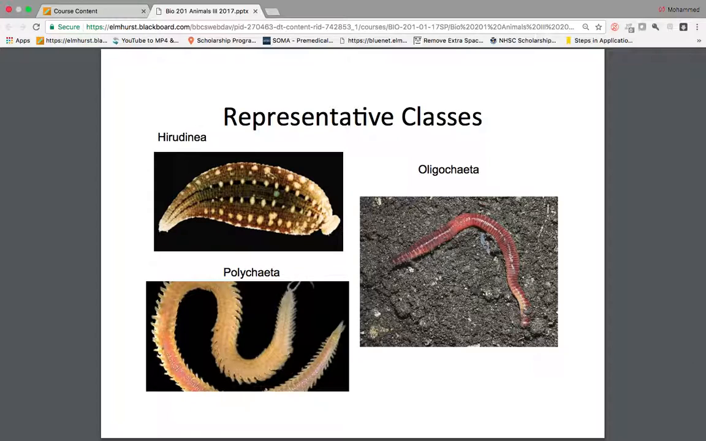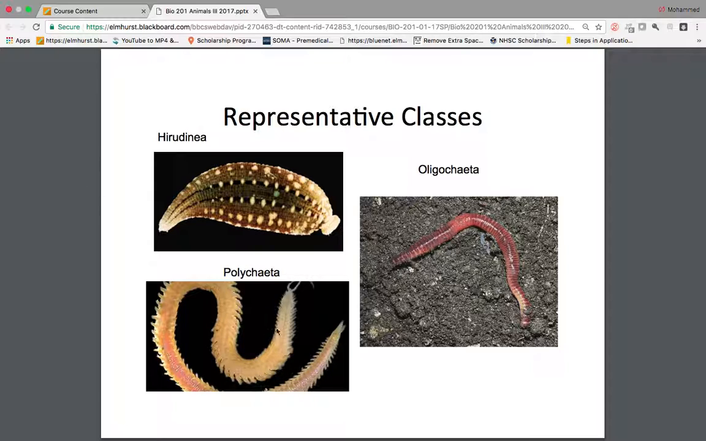We have three major groups, three major classes. Most of the annelids are actually marine that you probably have never seen or experienced, and those are called polychaetes. Chaete means the chaete, right? So poly means lots of chaete. And they have these little appendages sticking off the side that are called parapodia.